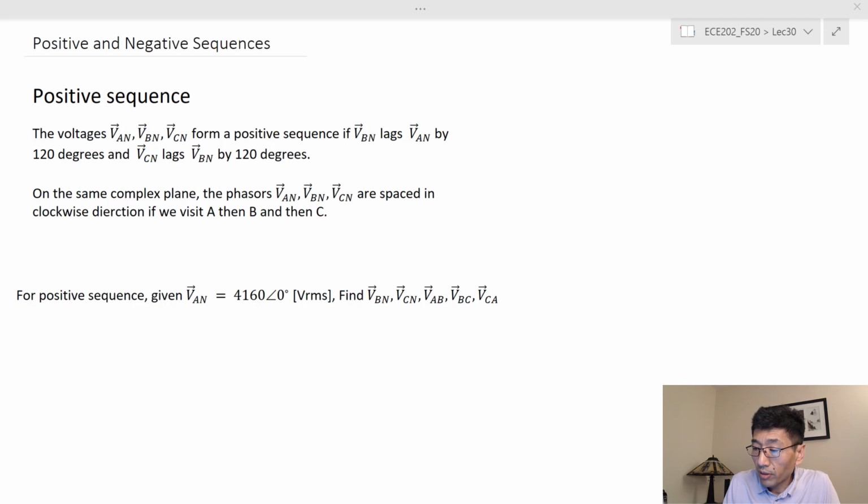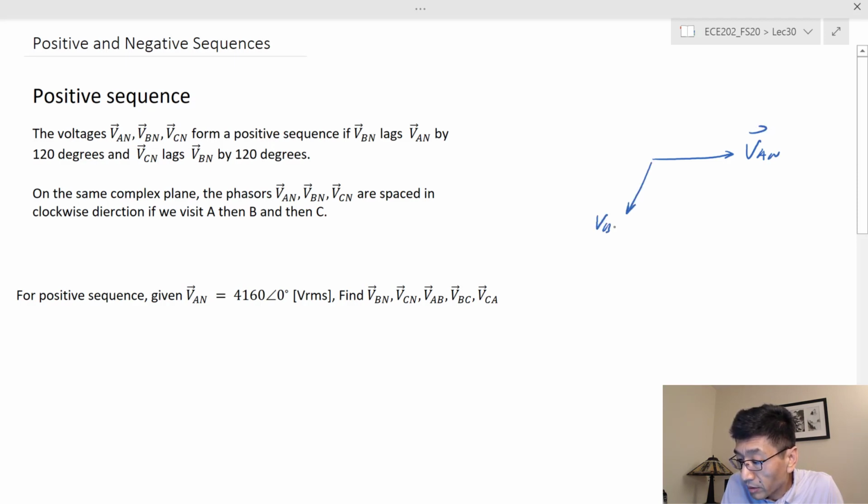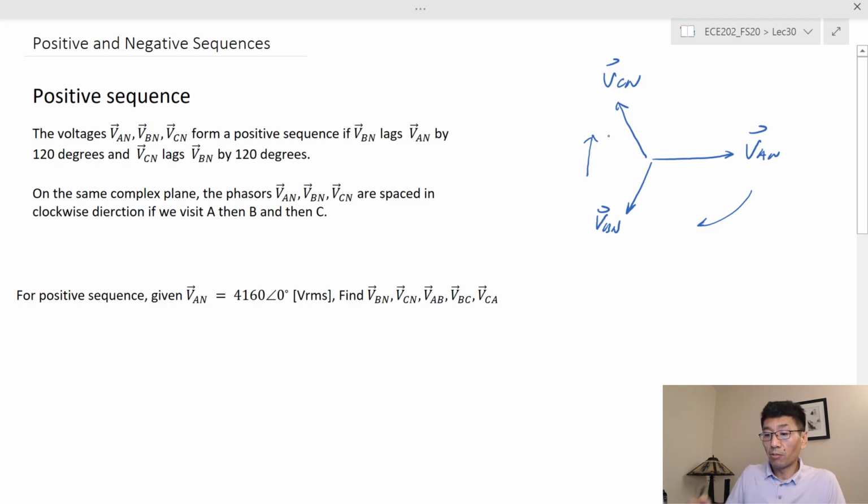If you draw the phasor diagram, let's say VAN is here, and VBN is going to be here, and then VCN. So they form a clockwise direction, right? If we go from VAN to VBN to VCN, you travel in a clockwise direction. That's the positive sequence, okay? It kind of makes intuitive sense, right? Clockwise direction is the positive sequence.